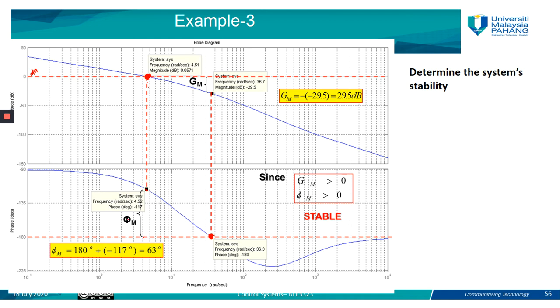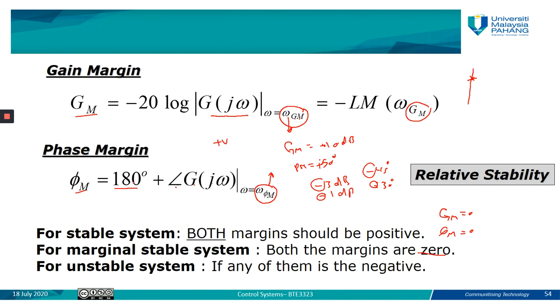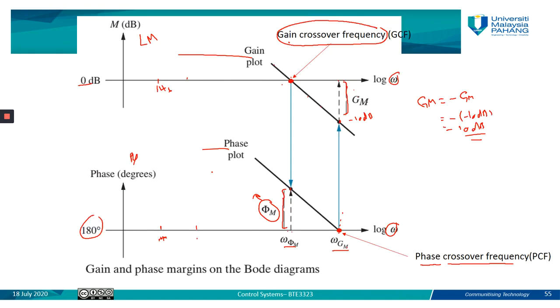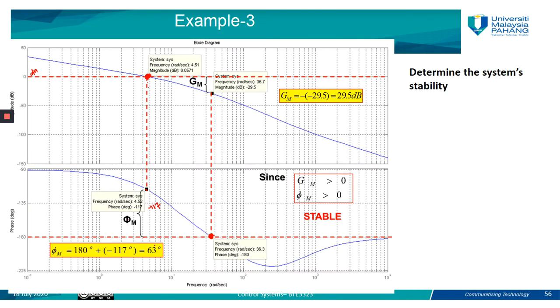our phase margin value. When we use MATLAB, we just put the cross indicator here, so it shows us the value of the phase. The value of the phase at this point is equal to negative 117. If we put it in our equation for phase margin, which is 180 plus the angle at the crossover frequency, so it's 180 minus 117, it will give you the value of positive 63 degrees. This is for the phase margin.